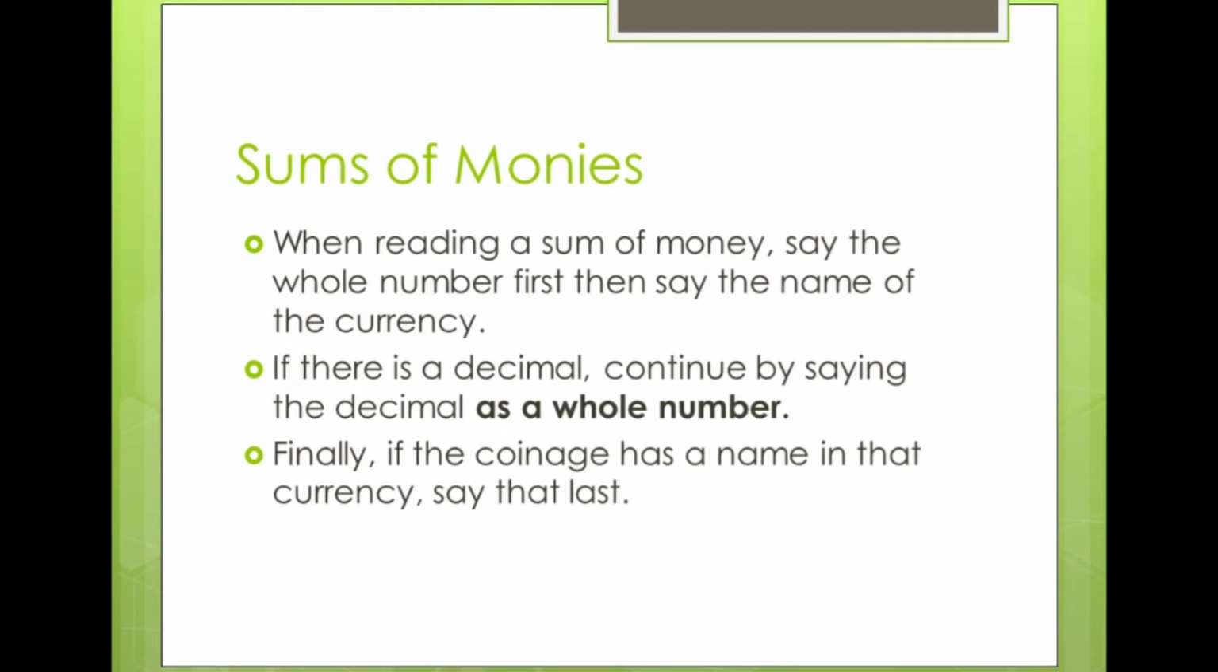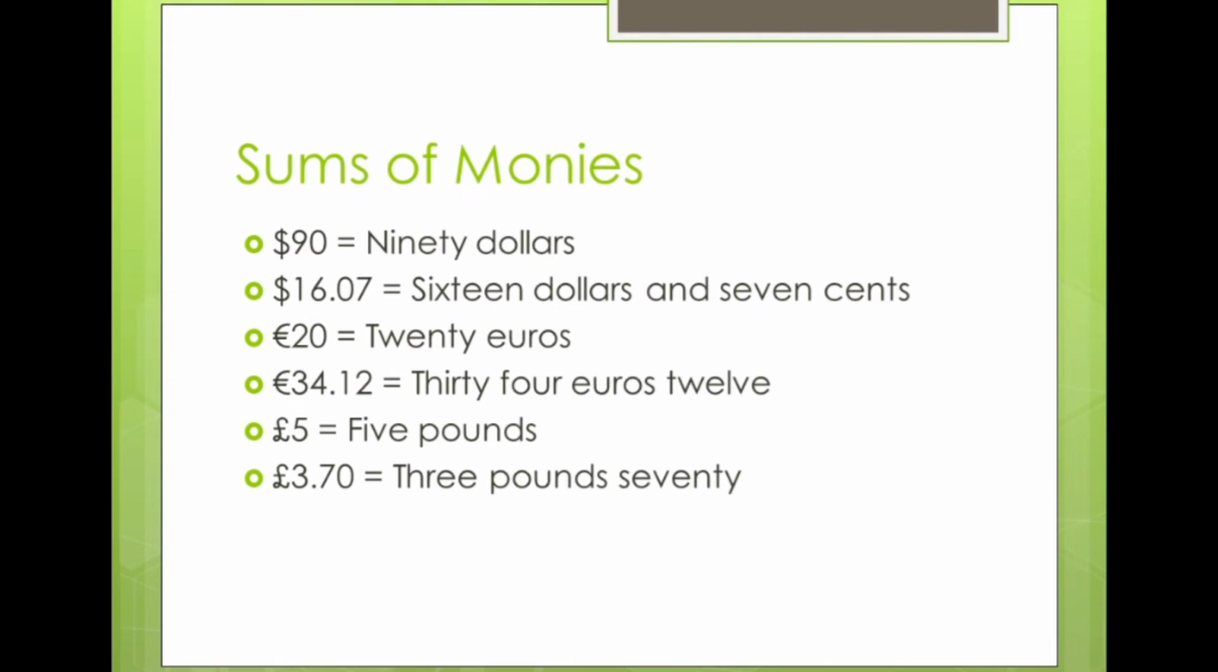Let's talk about money. When reading a sum of money, say the whole number first, then say the name of the currency. If there is a decimal, continue by saying the decimal as a whole number. Finally, if the coinage has a name in that currency, say that last. Examples include $90, $16.07, 20 euros, 34 euros 12, 5 pounds, and 3 pounds 70.